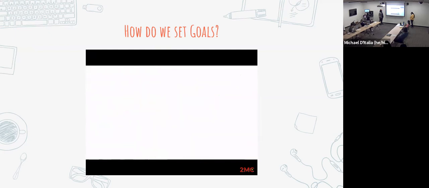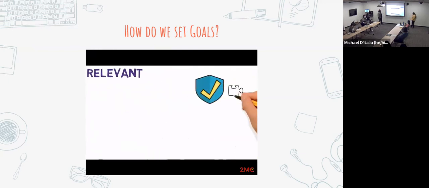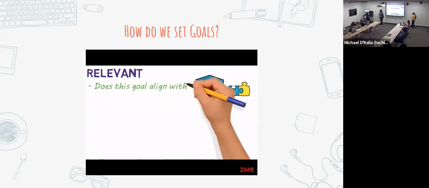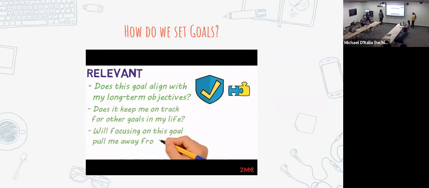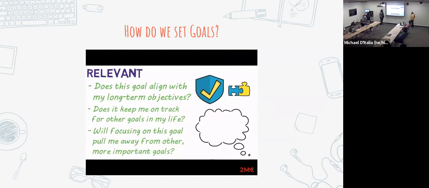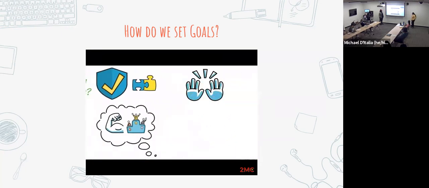The fourth step is to ensure the goal is relevant. This step is more of a gut check to see if it fits well with your life. Ask yourself the following questions. Does this goal align with my long-term objectives? Does it keep me on track with other goals in my life? Will focusing on this goal pull me away from other more important goals? After finishing this step, you should feel confident your goal is relevant and even more motivated to achieve it. Scoring 90% on your next science exam is relevant, with the confidence in school and other goals around future education.